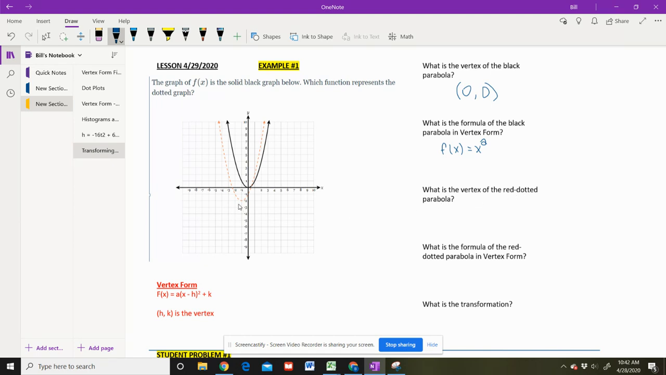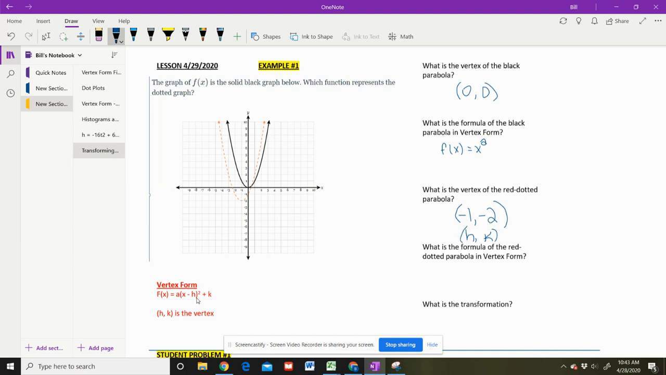What is the vertex of the red dotted parabola? Let's take a look. Our red dotted parabola's turnaround point is where we come around, get down to this point, and then start going up. So we're at -1, -2. Remember, this is h, and this is k.